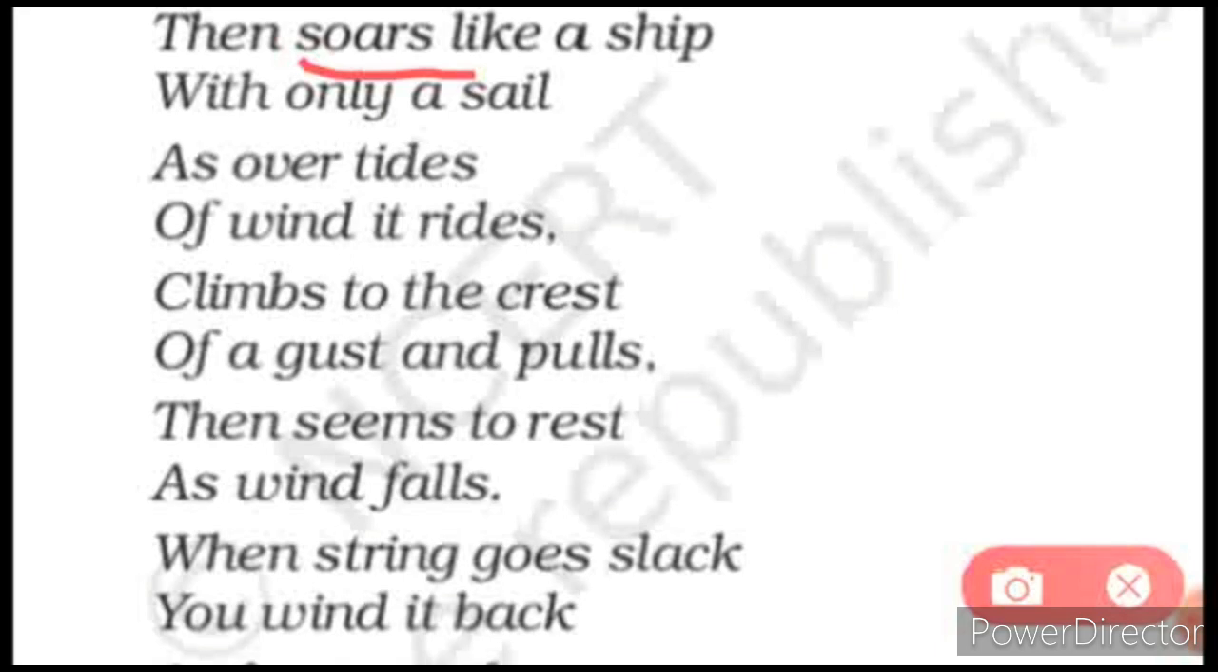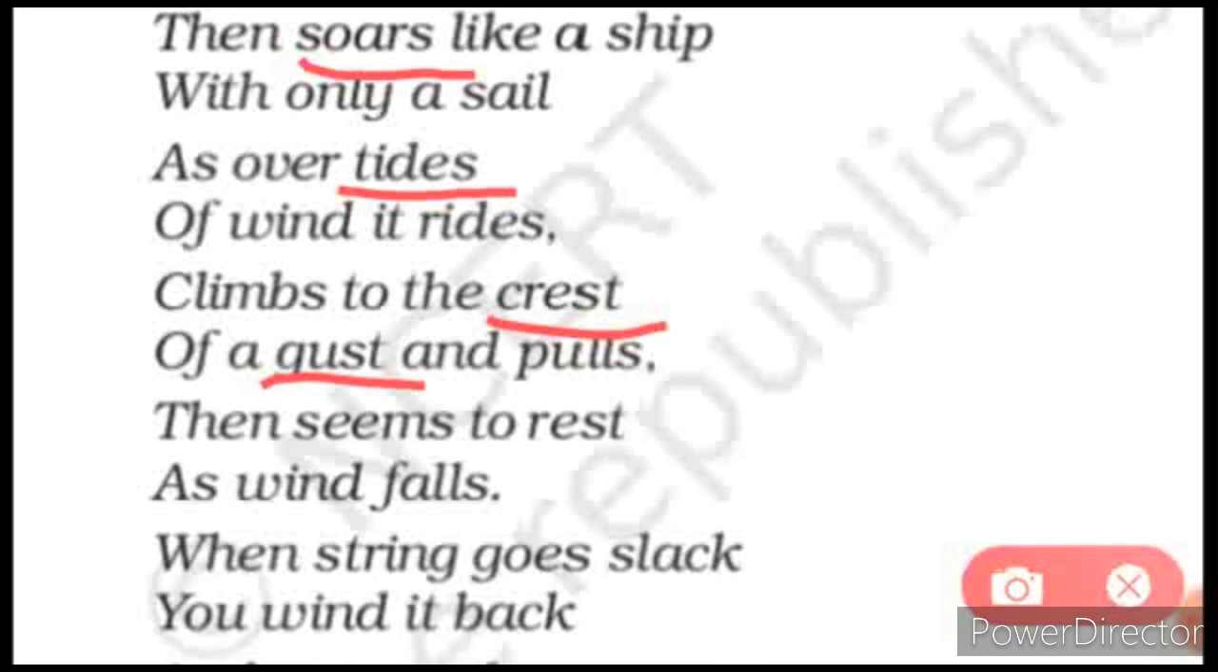As over tides. What is the meaning of tides? Tides rise and fall in the air. Of wind it rides. Climbs to the crest. The meaning of crest is the highest part. It reaches the highest position in the air. Of a gust and pulls. Gust is a sudden blast of wind. A sudden blast of wind is known as gust. And pulls then seems to rest as wind falls. When the wind falls, the kite keeps quiet and settles in one position. That's what the poet says here.